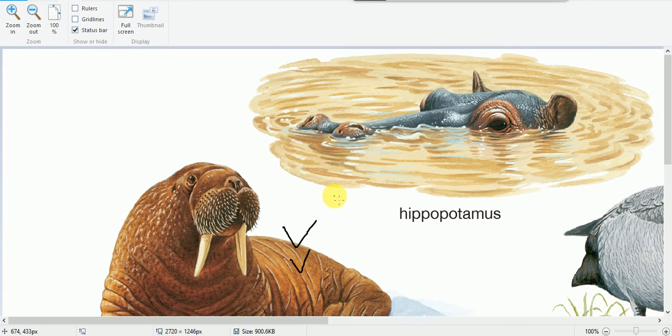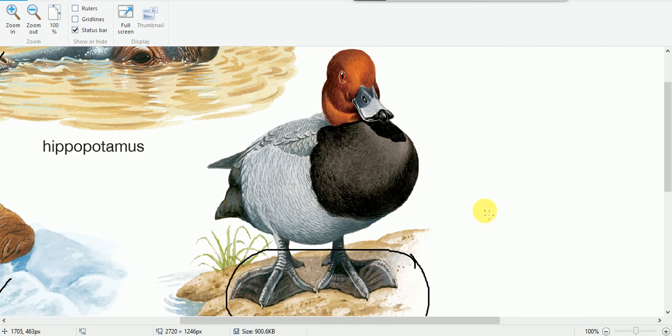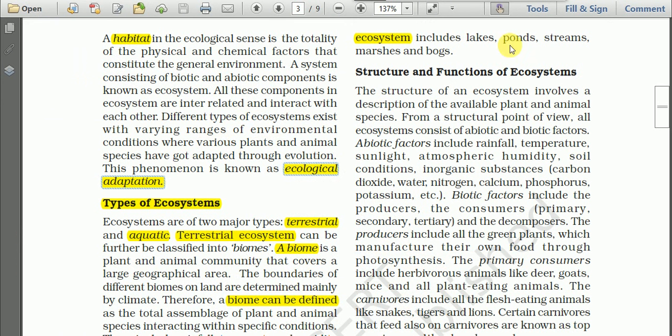This is one example. And we have hippopotamuses here, with nostrils on the top of the snout. Nostrils are on the top of the snout, and this is also due to ecological adaptation. And see one more: ducks, and see the webbed feet of the duck. These also have been developed due to ecological adaptation. So in this way, organisms have been adapting to the different environments through evolution.